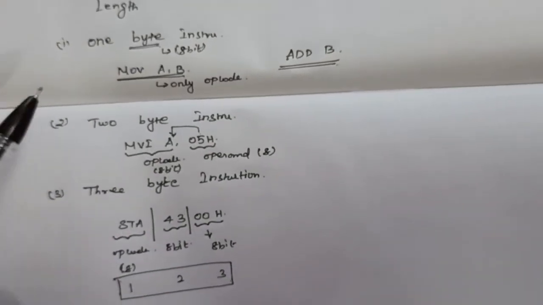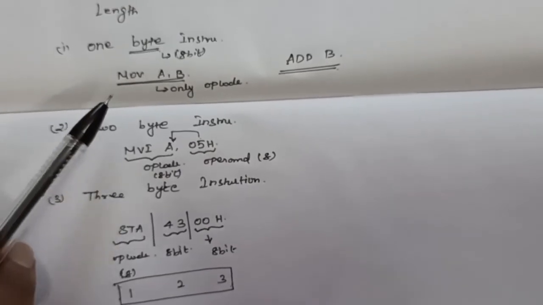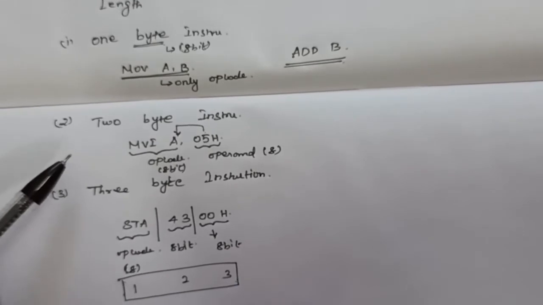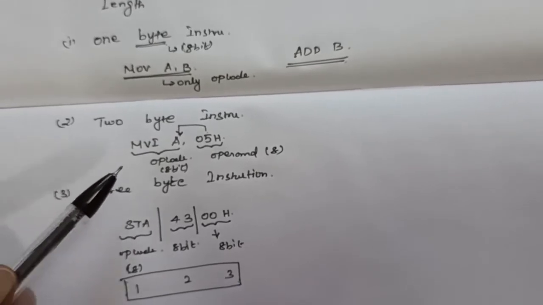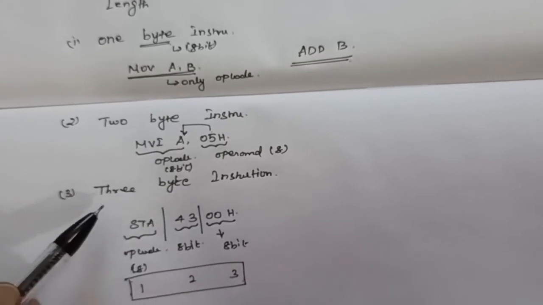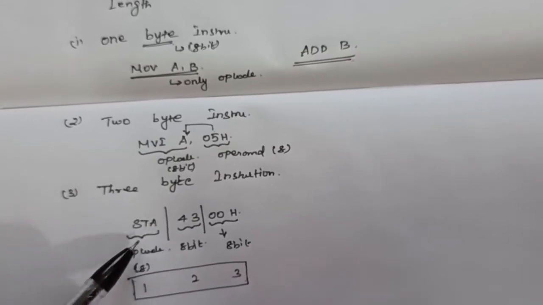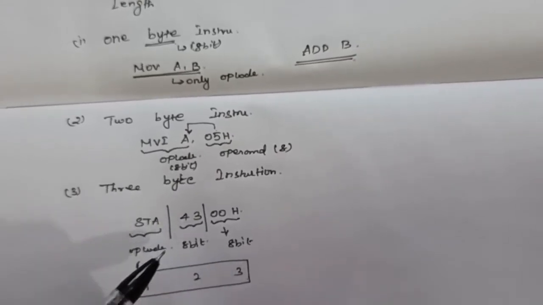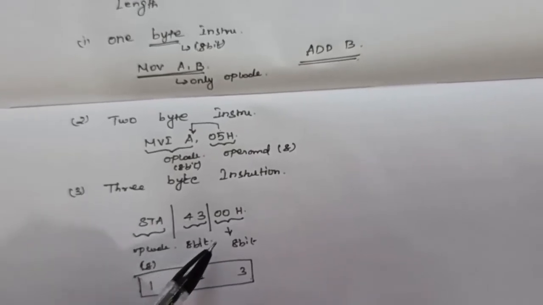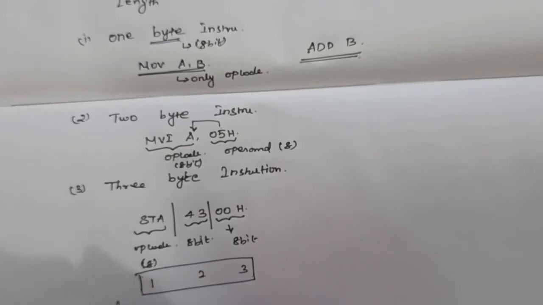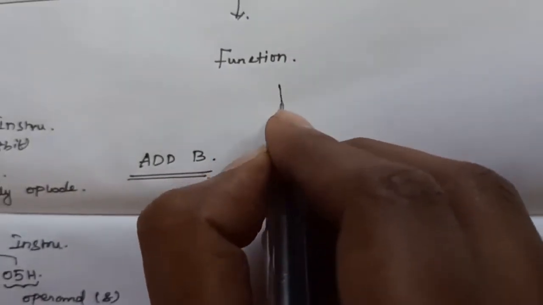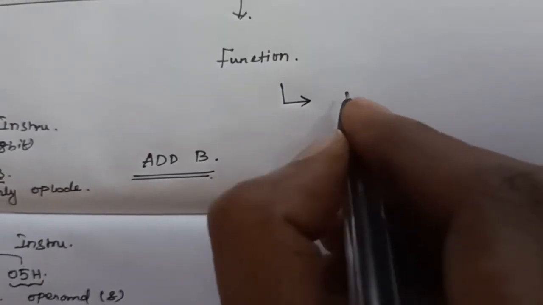So that is the example of 1-byte, 2-byte and 3-byte instruction. 1-byte means there is no operand, the operand is placed inside the register. Next one, 2-byte instruction. Here opcode is present as well as an operand. 3-byte instruction, 1 opcode plus 2 operand bytes are present. In the instruction itself we can pass 16-bit data or 16-bit direct address locations. Okay, next classification, function wise.